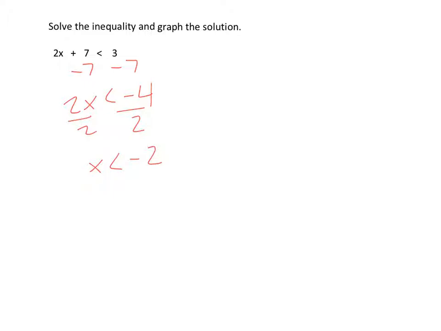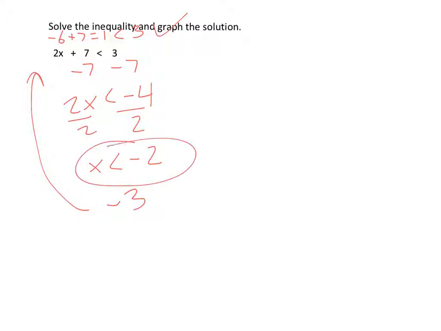Now, one thing I want to do is check to see if this is a valid answer. So I take any x that's less than negative 2, say negative 3, and I'm going to plug it back into the original equation and see what I get. So 2 times negative 3 is negative 6. Negative 6 plus 7 is 1. Is 1 less than 3? It is. So this checks out. It makes sense that x is less than negative 2.